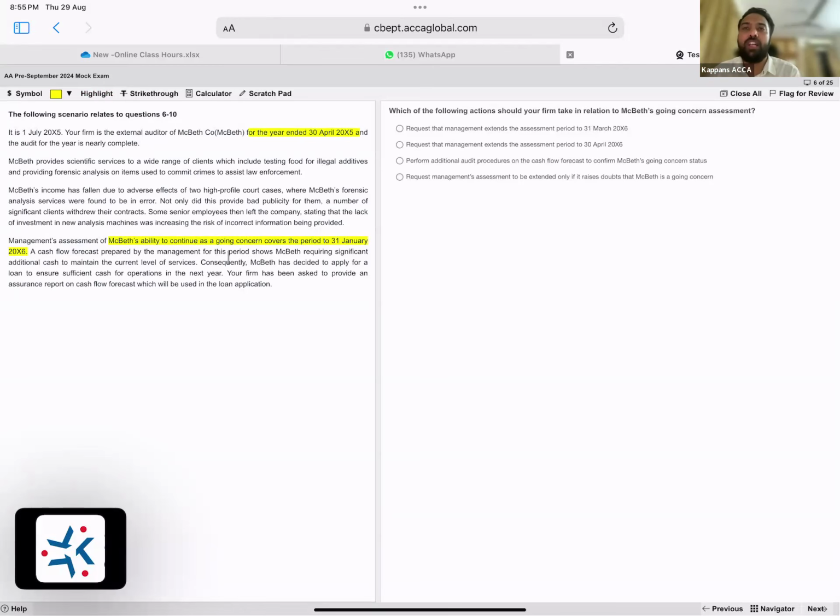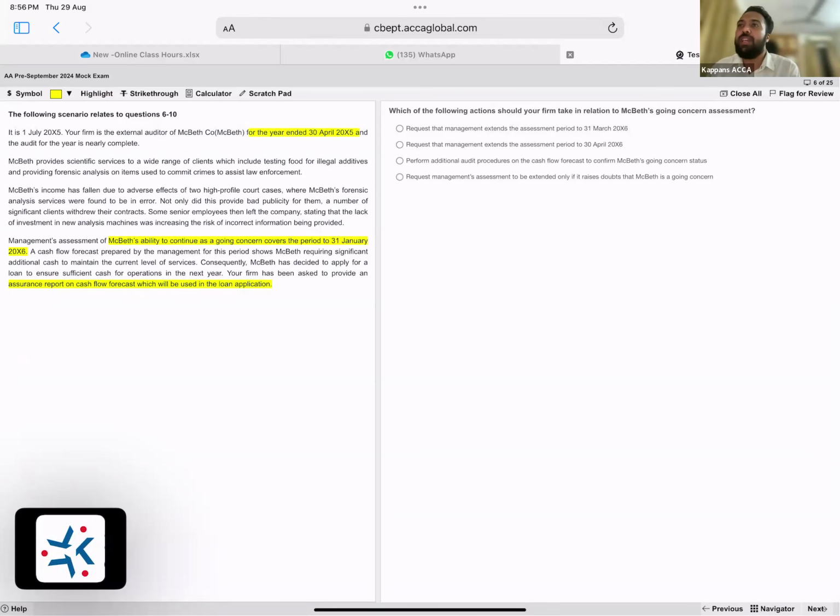A cash flow forecast prepared by management for this period shows Macbeth requiring significant additional cash to maintain the current level of service. Consequently, Macbeth has decided to apply for a loan to ensure sufficient cash for operations in the next year. Your firm has been asked to provide an assurance report on the cash flow forecast, which will be used in the loan application. Which of the following actions should your firm take in relation to Macbeth's going concern assessment?